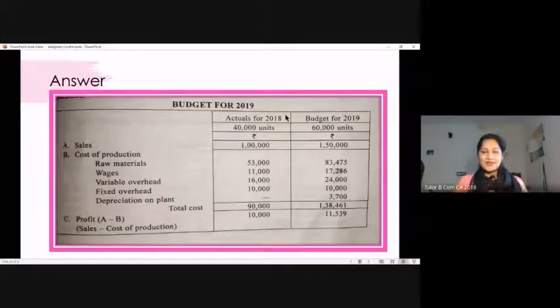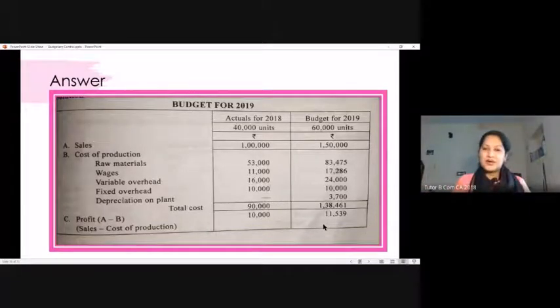Now I have the totals of both, and it is very easy for me to find out whether I have a profit or loss. We have learned already that sales minus cost gives us the profit. In this case, it is a profit, because sales is higher than your expenses. So in both cases, we are making a profit. I hope you have got a picture of flexibility in the preparation of a budget.